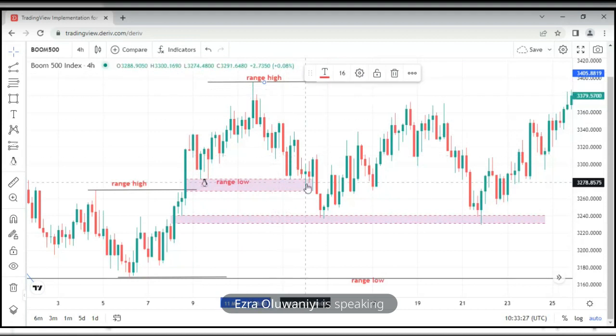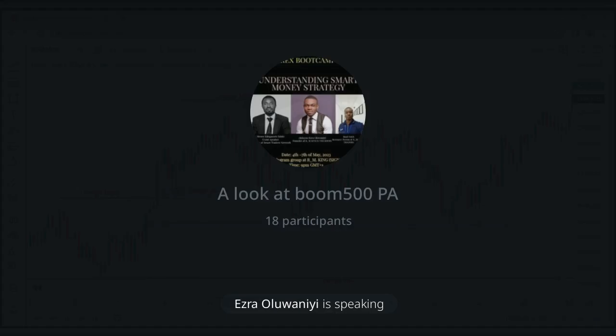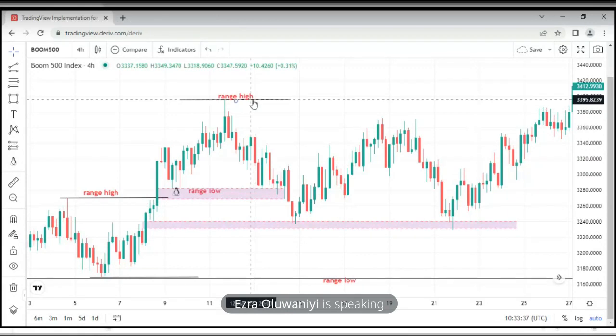So price started coming down, okay? Now, according to what we learned yesterday, we were taught that if price starts moving up, our potential area of take profit should be the range high, okay? External liquidity at the upper end.